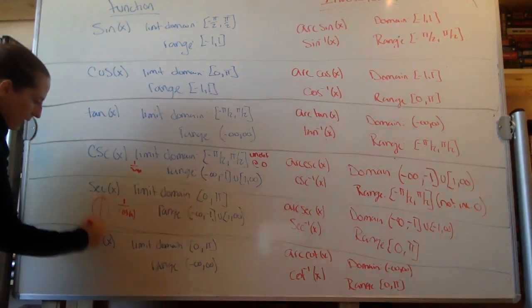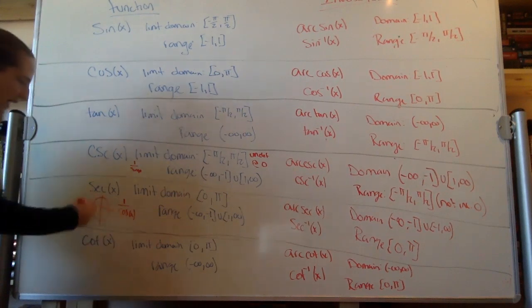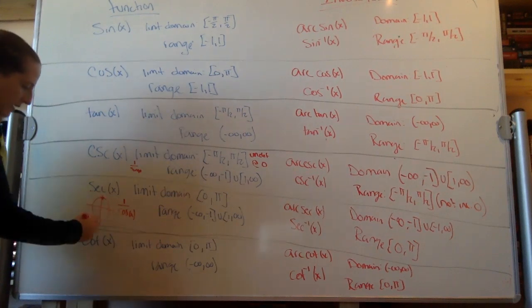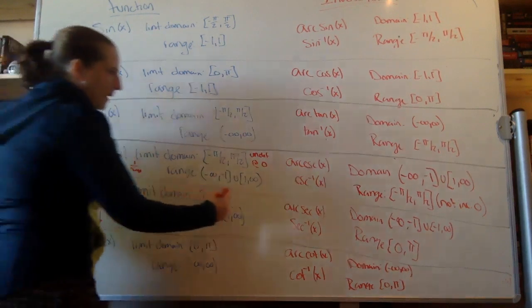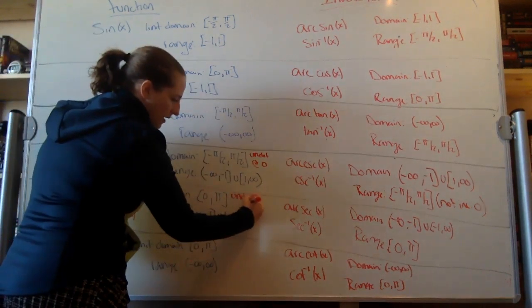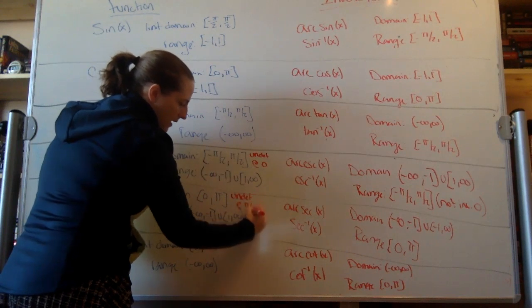Okay, right? Cosine is our x value, so it's going to be undefined up here and down here. That's pi over 2 and negative 3 pi over 2. So cosine is 0 at pi over 2, which means secant is undefined at pi over 2. So I'm just going to write that here, undefined at pi over 2.